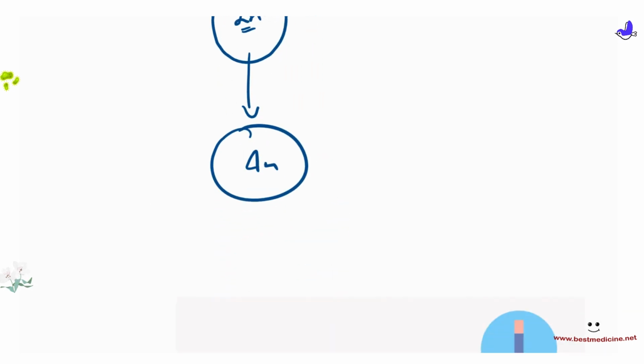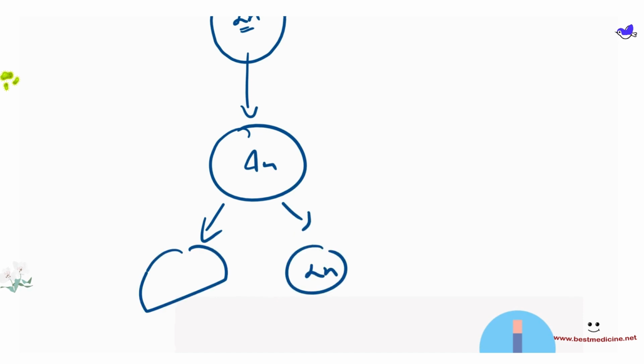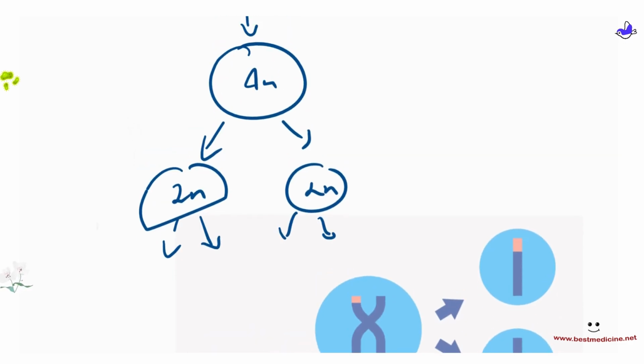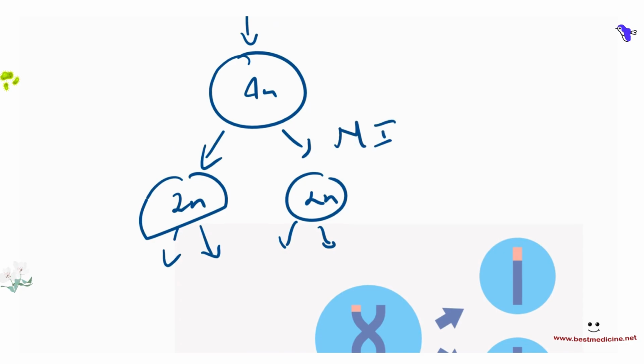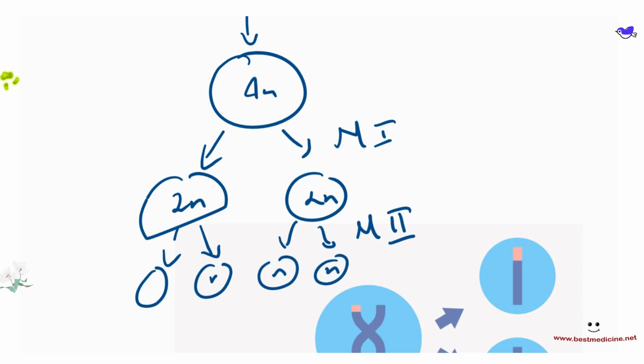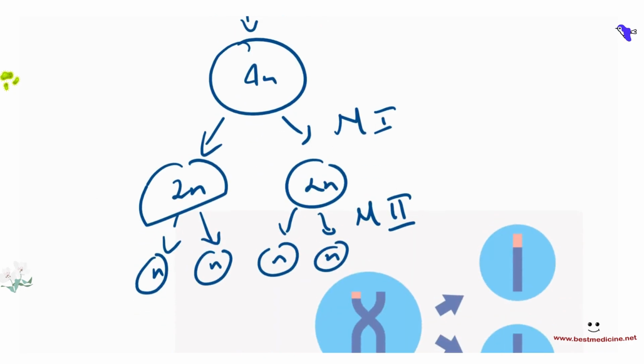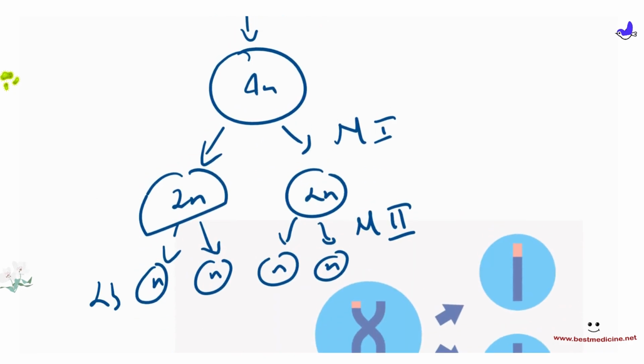After that, it divides first, producing 2N, 2N. Then without any DNA replication, it enters another division, meiosis two. So this was meiosis one, and meiosis two occurs immediately afterwards, producing n number of chromosomes. For example, if you start with 46 chromosomes in a normal human cell, the haploid gametes are going to have 23 chromosomes.